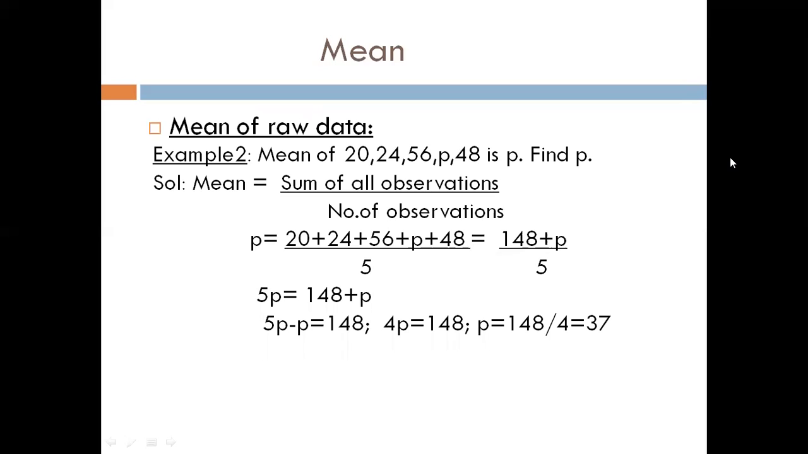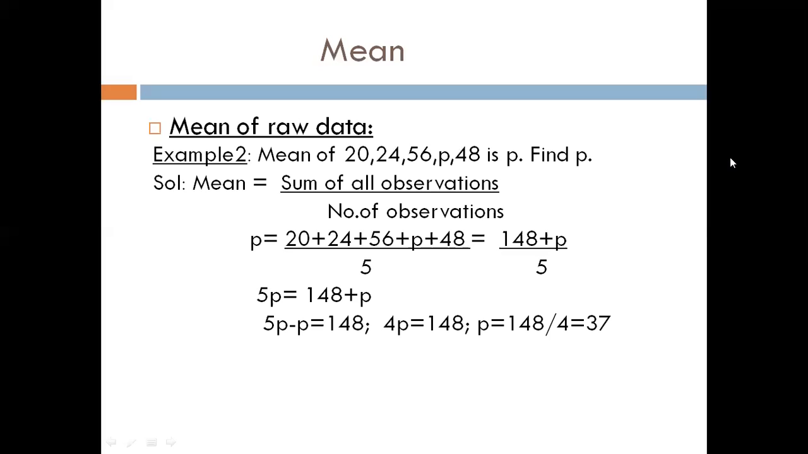Now add all the observations except P, that is (148 + P) / 5 = P. Now cross multiply: 5 into P becomes 5P, so 5P = 148 + P. Then transpose P to the left hand side, so 5P - P = 148. 4P = 148, then P = 148/4, that is equal to 37.